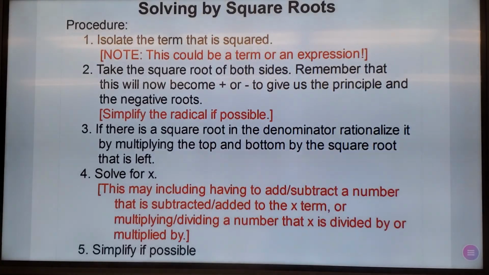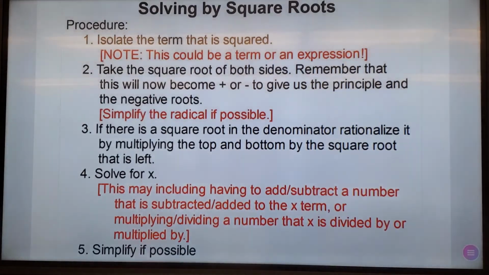So it could be a term. It could be just the number or the letter, or it could be an expression, so it could be a set of parentheses on the outside that's squared. Step 2, you're going to take the square root of both sides. And this is the part we're going to have to remember, and this is the part that I see consistently incorrect, because you have to have the positive or the principal and the negative roots accounted for.